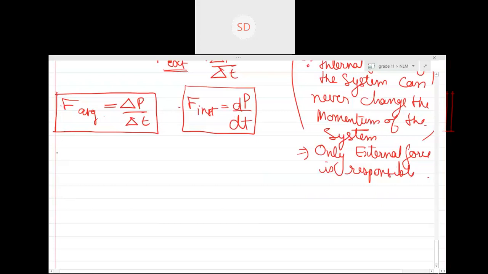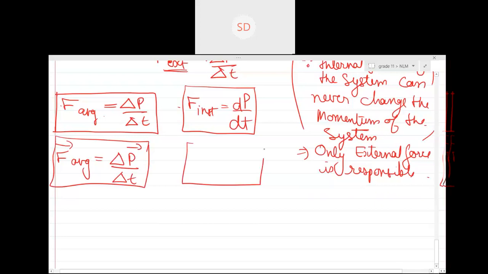अच्छा, can I write it in vector form? What is the average force? It will be delta p vector by delta t. This is the average force. Can I say what is the instantaneous force? It is equal to dp vector by dt. Yes or no? Is this clear, guys?